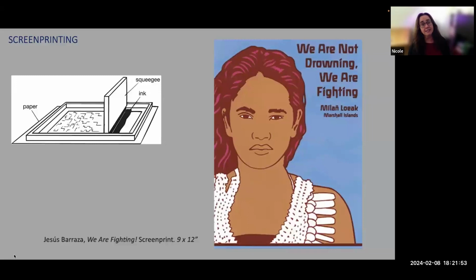And so for that reason, this is another type of process that's really popular with social movements. They use this process to help spread the word. And the work that we're looking at on screen right now by Jesus Barraza is one such example of that. This is a portrait of the climate activist, Milan Lake, and a quote from one of her essays. This is an excellent example of the graphic quality of screen printing. Each one of the different colors in this print would have been created with a different pass of the squeegee.